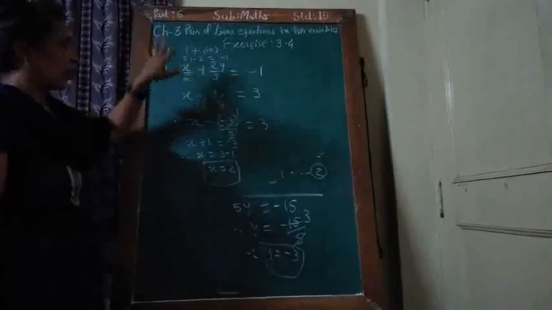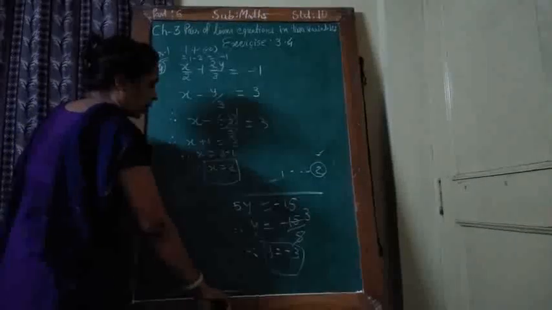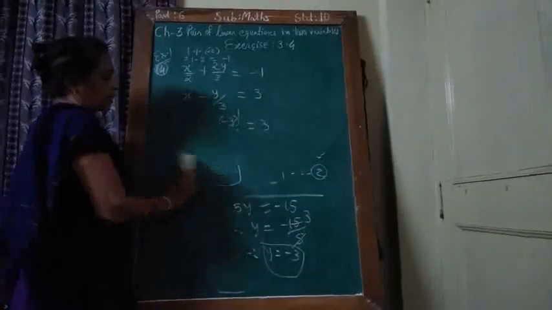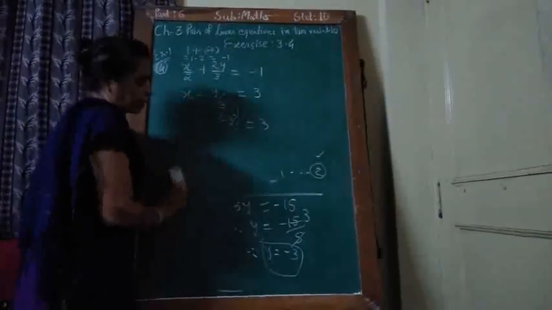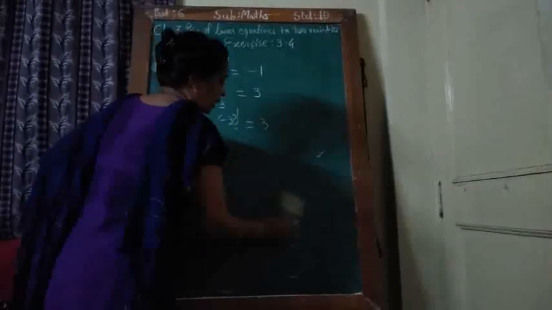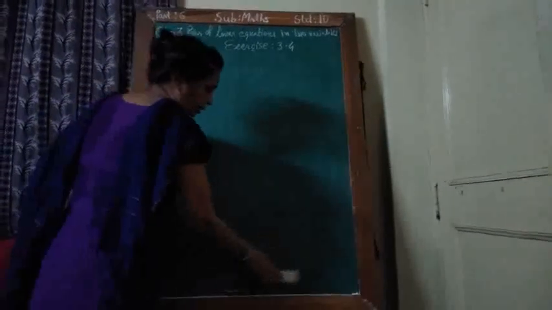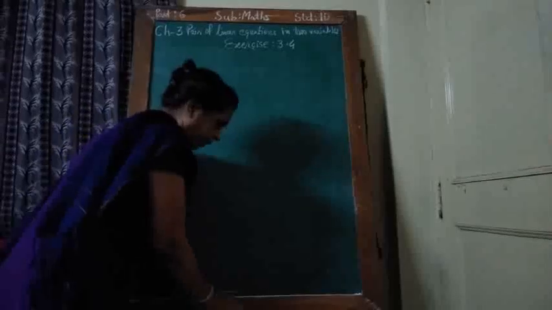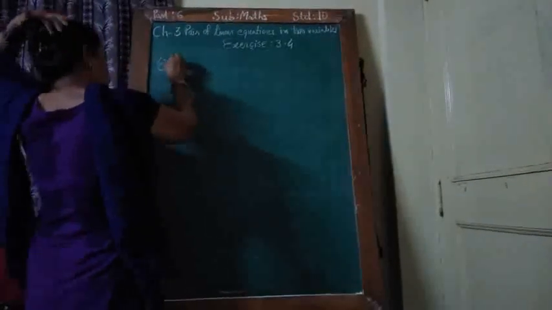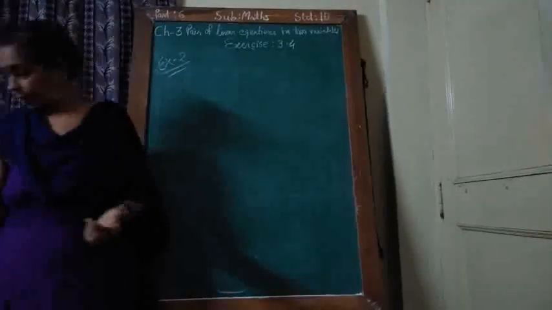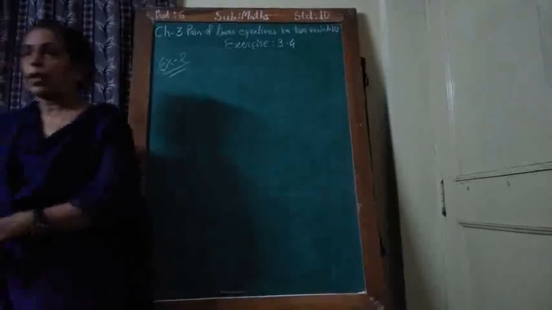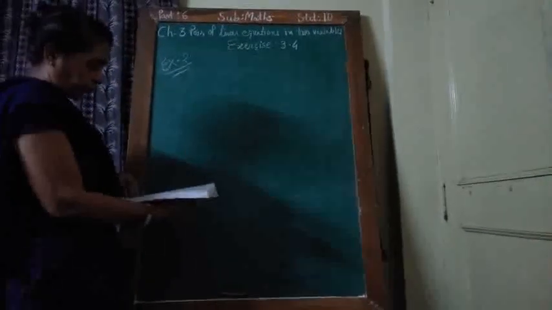So in rough work you have to check. And after this you have to write the answer x equal to 2 and y equal to minus 3. And this way I have completed example 1. And you have to complete this example by which method? Substitution method also. Okay? Both methods you have to solve. Okay? Now I take example 2.